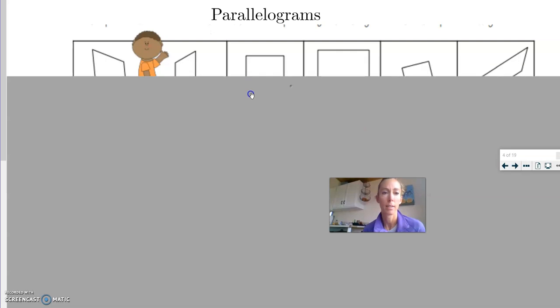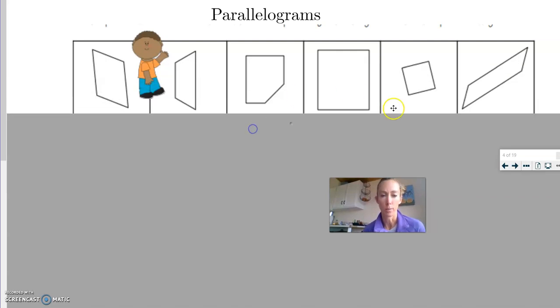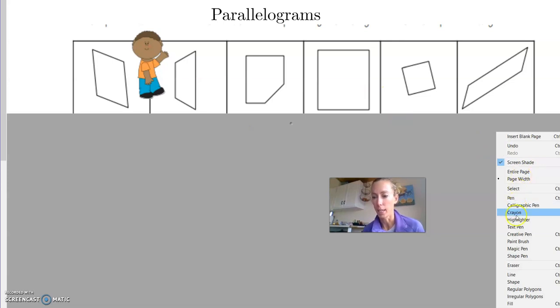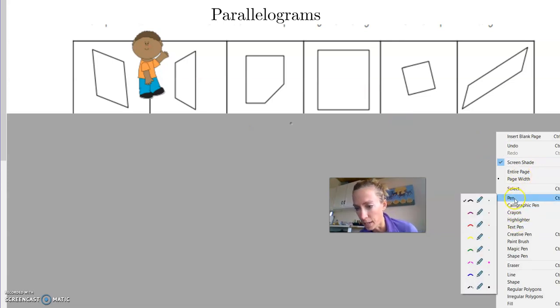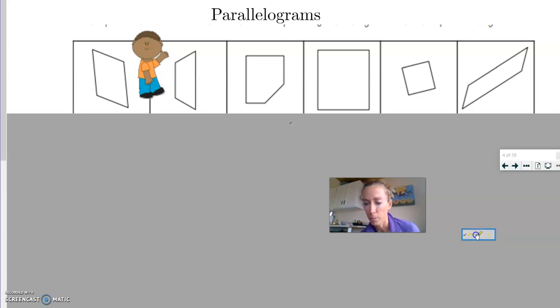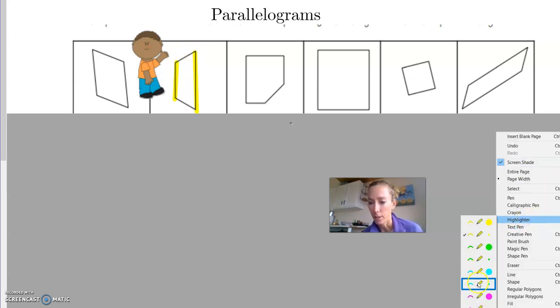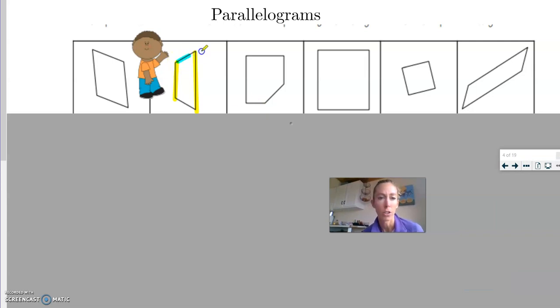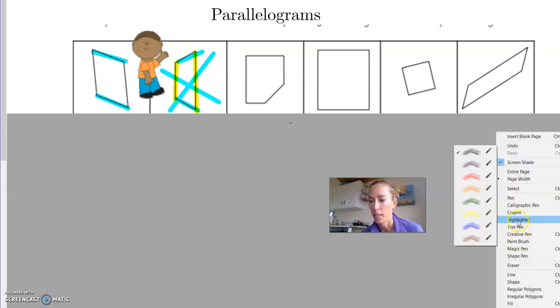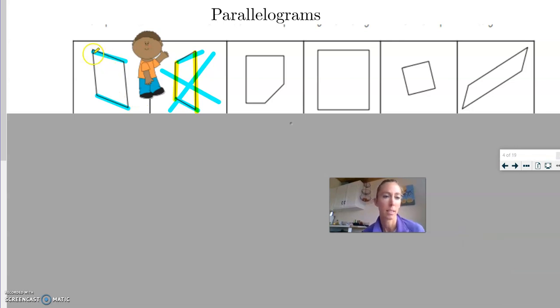And on this one, I might have them have 2 colored pencils, because now we're going to highlight the 2 sets of parallel sides. So I go to my highlighter, pick a highlighter. Here is 1 set, and then with my other color highlighter, I have 2 sets. Wait a second, those aren't parallel. That's not the parallelogram. Okay, so here's my 1 set and my 2 sets. Okay, all right, then I keep going.